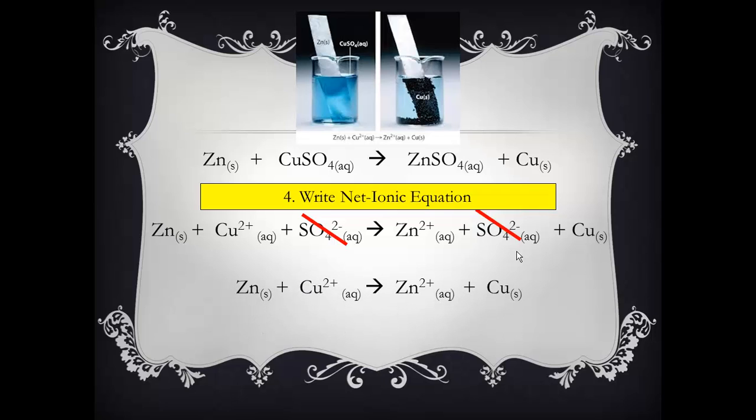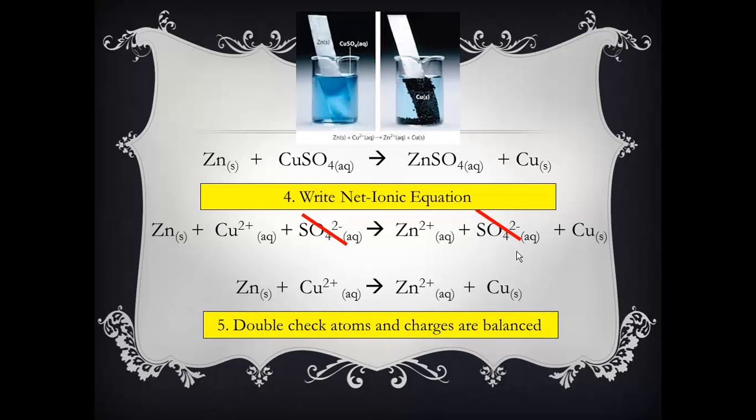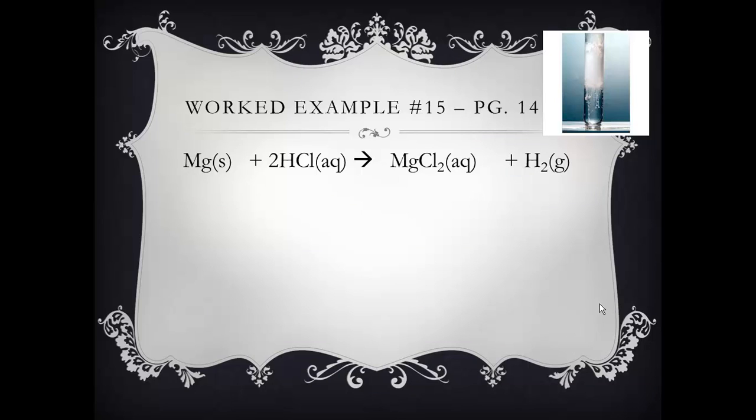Anyway, so step 4 is to write now the net ionic. So we write everything but the sulfate. So it's just Zn solid plus Cu2+ yields Zn2+ plus Cu. Check that it's balanced. Notice the charge on the left hand equals +2. Charge on the right is +2. So we're good.